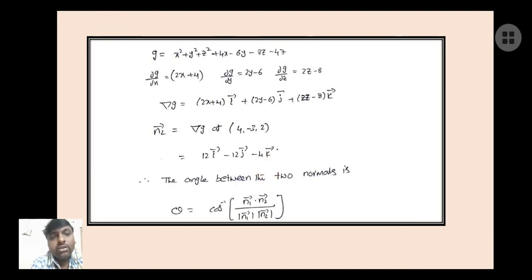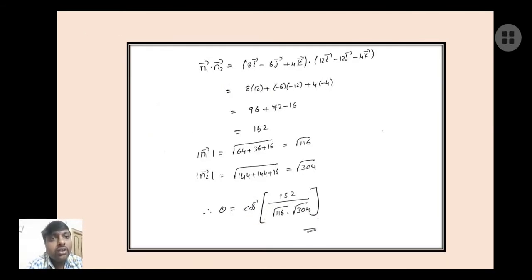Okay, now the two normal vectors are ready. We have two different surfaces and a common point. At that particular point, those two surfaces have two normal vectors, called n1 and n2. Now I am calculating the angle between the two normal vectors by using the formula theta. Theta is equal to cos inverse of n1 bar dot n2 bar by modulus of n1 bar into modulus of n2 bar. Now I am calculating the dot product n1 bar dot n2 bar.